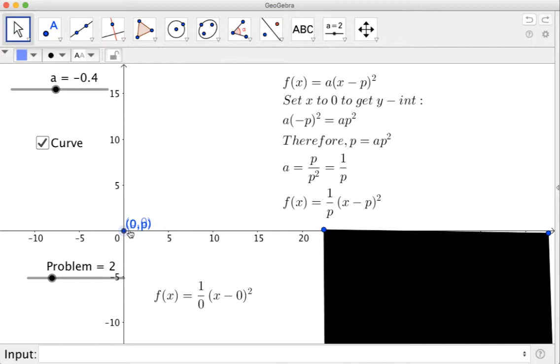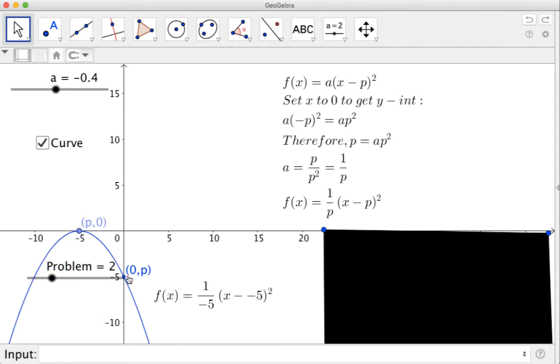Notice that, again, when we get p equal to 0, our function disappears. It's not defined. We have division by 0. But then when it becomes negative, we again have a situation where the x-intercept, or the x-vertex, and the y-intercept have the same values. Okay, so that was problem number 2.